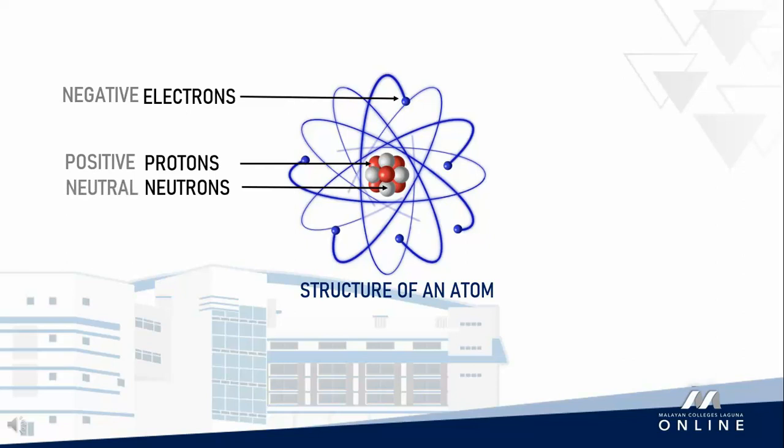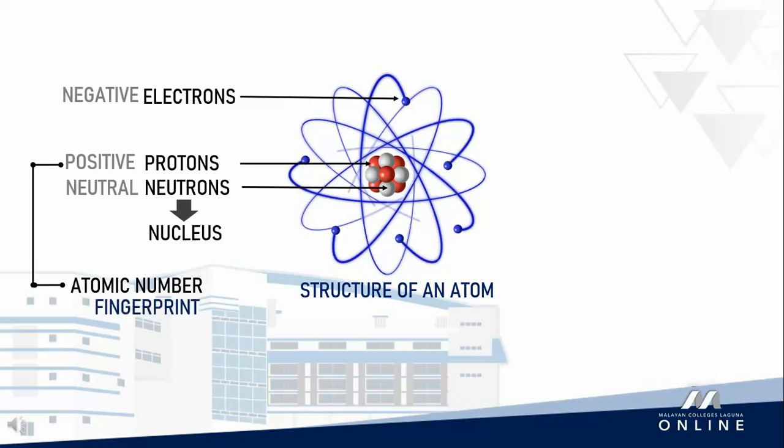The protons and neutrons are densely concentrated into a very small point in the atom, making up what we call the nucleus. We can also remember that the number of protons determines the atomic number of the element. Therefore, we can say that the number of protons is the fingerprint of the material.